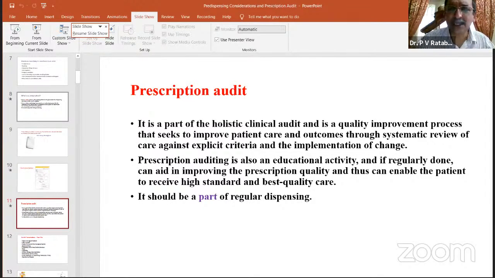Don't bother about this complicated definition. What you should understand is that it is an educational activity, and if regularly done, it can aid in improving the prescription quality and can help the patient to receive high standard and best quality care. And it can definitely be a part of regular dispensing. So if you develop the habit of prescription audit in your pharmacy as a part of regular dispensing, it can definitely be a very good educational activity, and it can definitely improve your standard of dispensing.